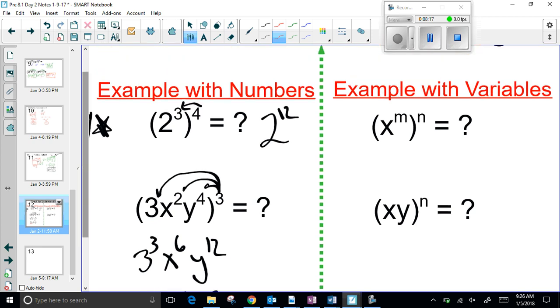On the other side, it's the same thing. This is going to be x raised to the power of m times n. And then this one here, x to the nth power at y to the nth power. Okay. Hopefully this wasn't too bad for you.